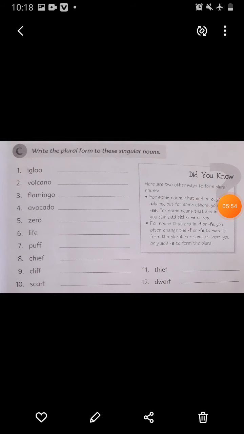Now dear students, look at your page number 9, part C. Here number 1 is igloo, as you can see in the picture. The first word is igloo. Now you have to add S with igloo. Igloos, O-S. Number 2, volcano, V-O-L-C-A-N-O. You have to add ES, volcanoes, O-E-S.